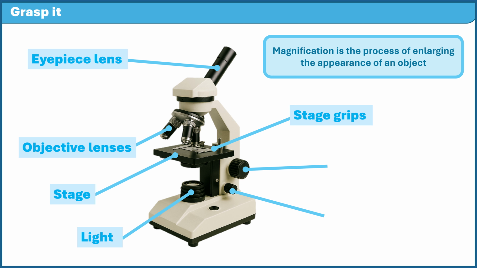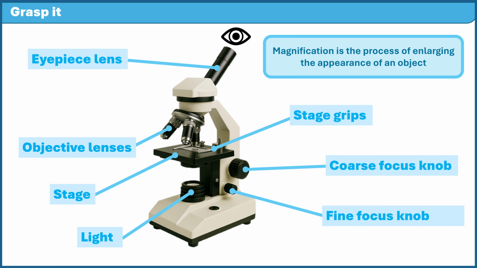Finally, we have the coarse and fine focus knobs. These help us to improve the resolution of the image, to sharpen it so we can see the specimen more clearly.